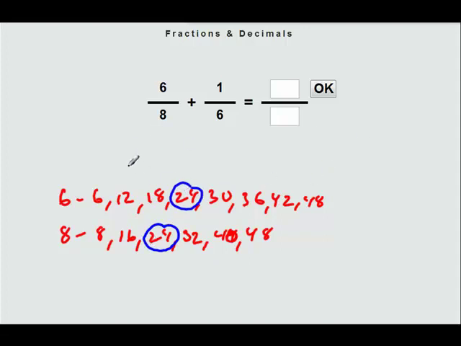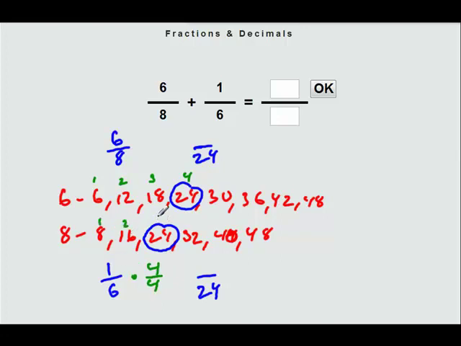So we need to convert 6/8 into a fraction over 24. And we need to convert 1/6 into a fraction over 24. Now here's a little secret to know what to make your magic one, because if you don't know how to turn 8 into 24 or 6 into 24, let's look at this. 6 times 1 is 6, 6 times 2 is 12, 6 times 3 is 18, 6 times 4 is 24. So to turn 6 into 24, I'm going to multiply by a magic 1 of 4 over 4. 8 times 1 is 8, 8 times 2 is 16, 8 times 3 is 24. So I'm going to turn 8 into 24 with a magic 1 of 3 over 3.